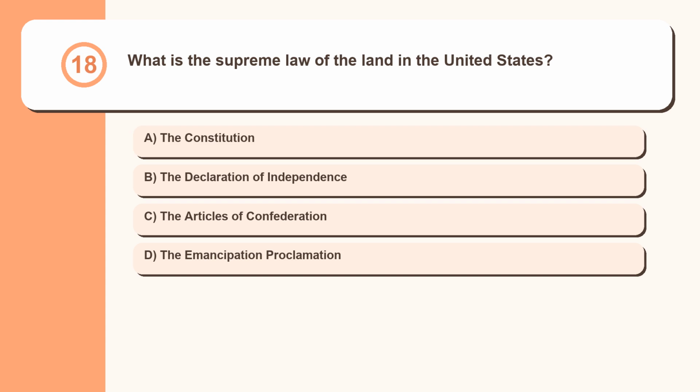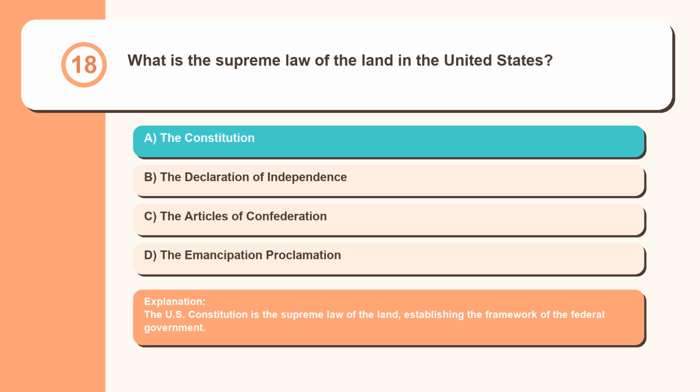Question 18. What is the supreme law of the land in the United States? The Constitution, the Declaration of Independence, the Articles of Confederation, the Emancipation Proclamation. The U.S. Constitution is the supreme law of the land, establishing the framework of the federal government.